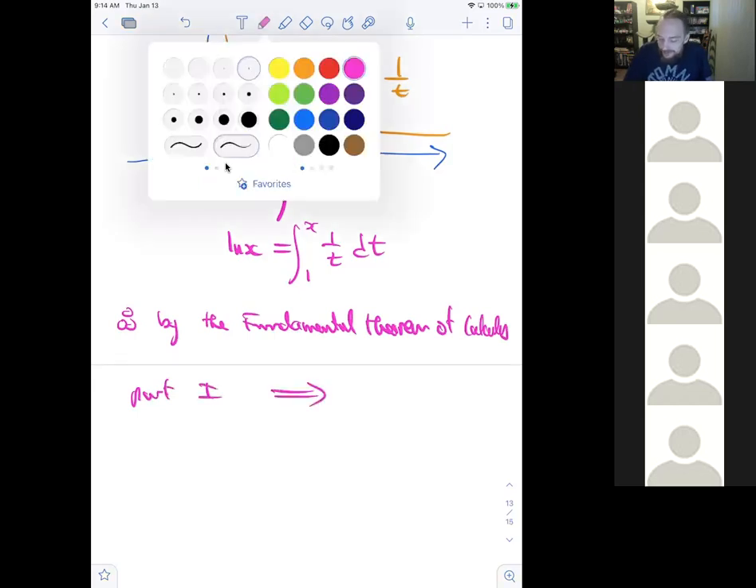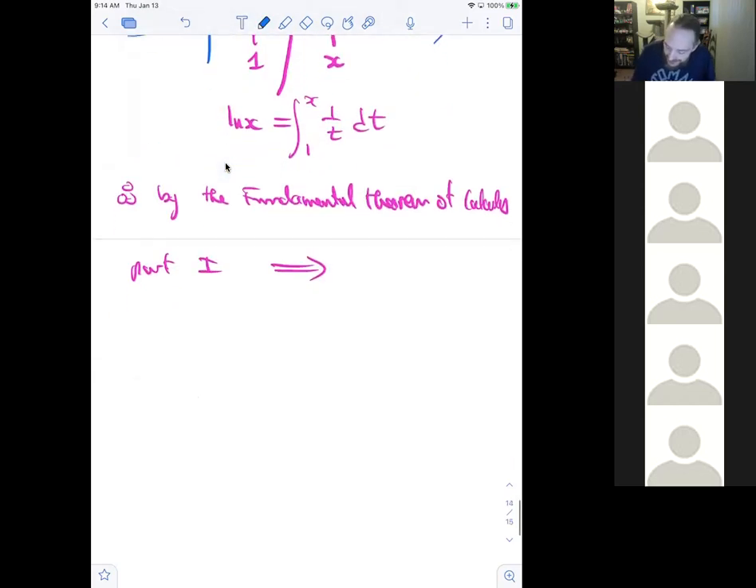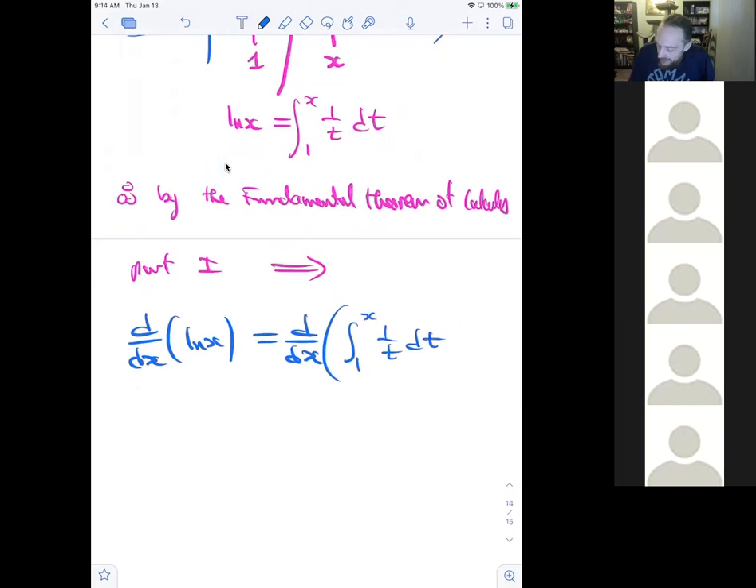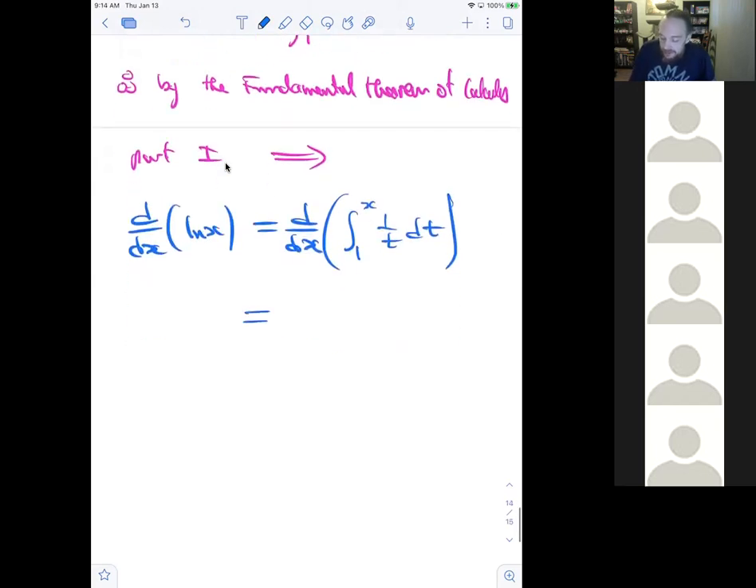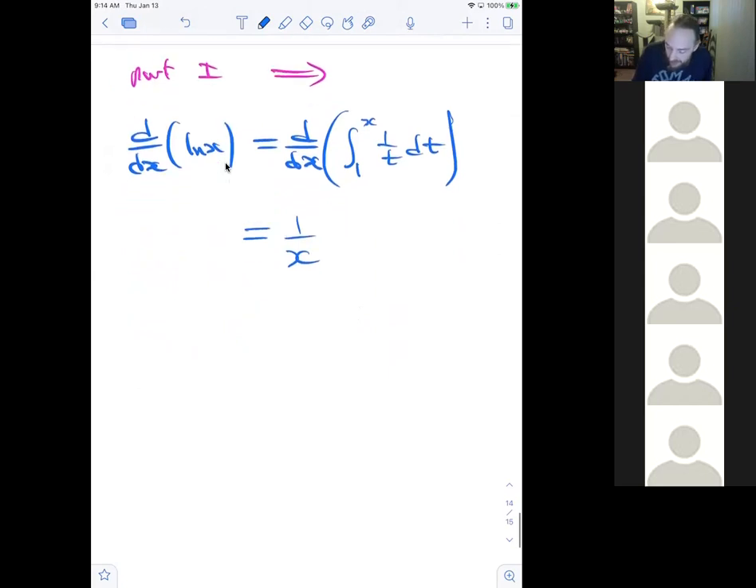We know that the derivative of the natural logarithm is equal to the derivative of the integral from 1 to x of 1 over t dt, which is equal to what? 1 over x by the fundamental theorem of calculus. So the moral of the story is the derivative of the natural log of x is equal to 1 over x.